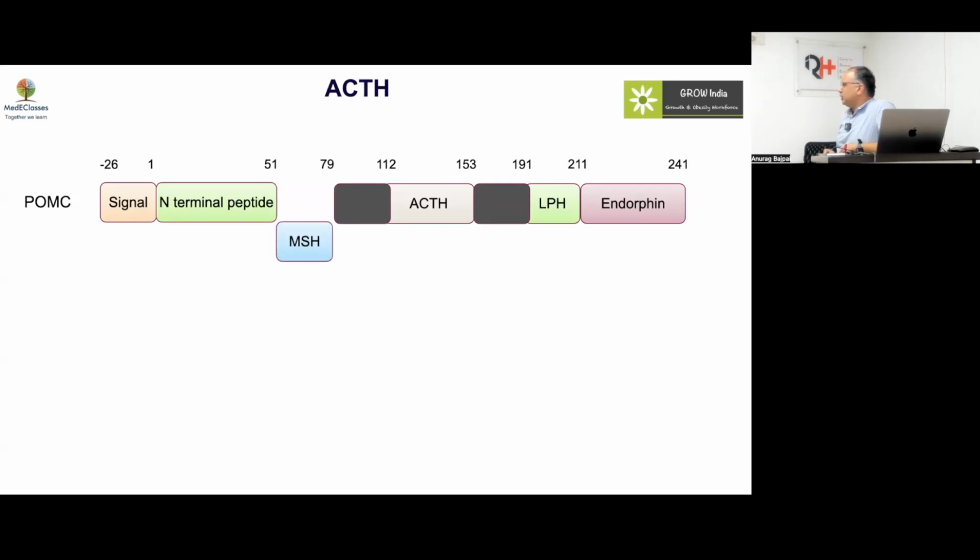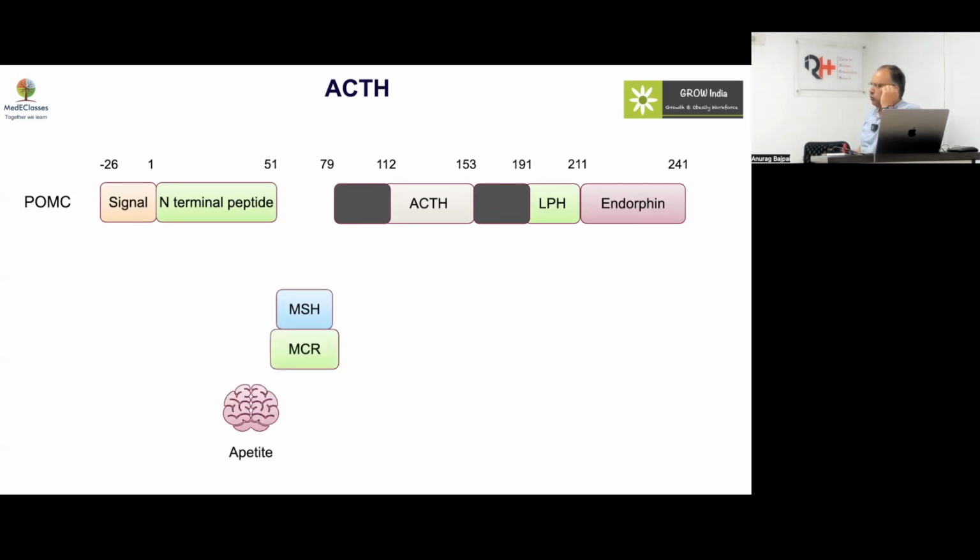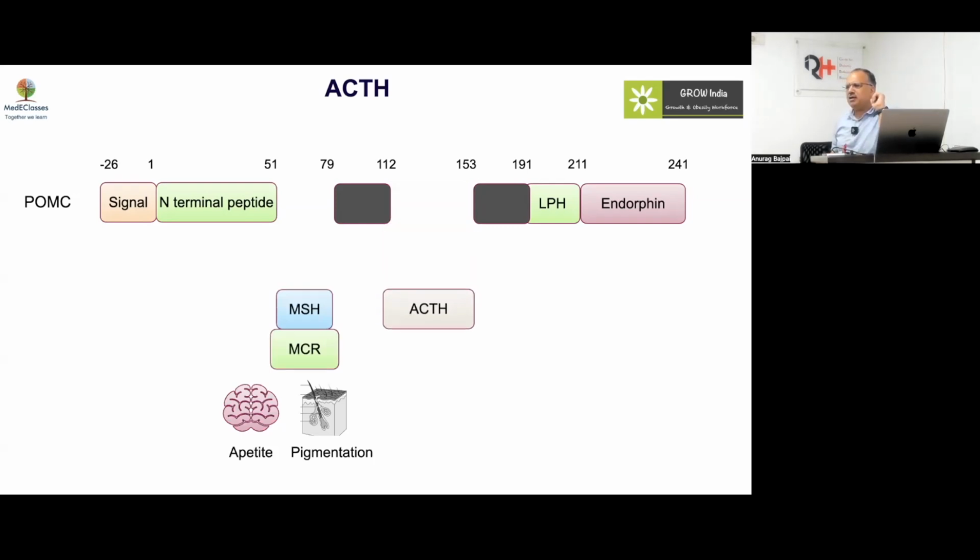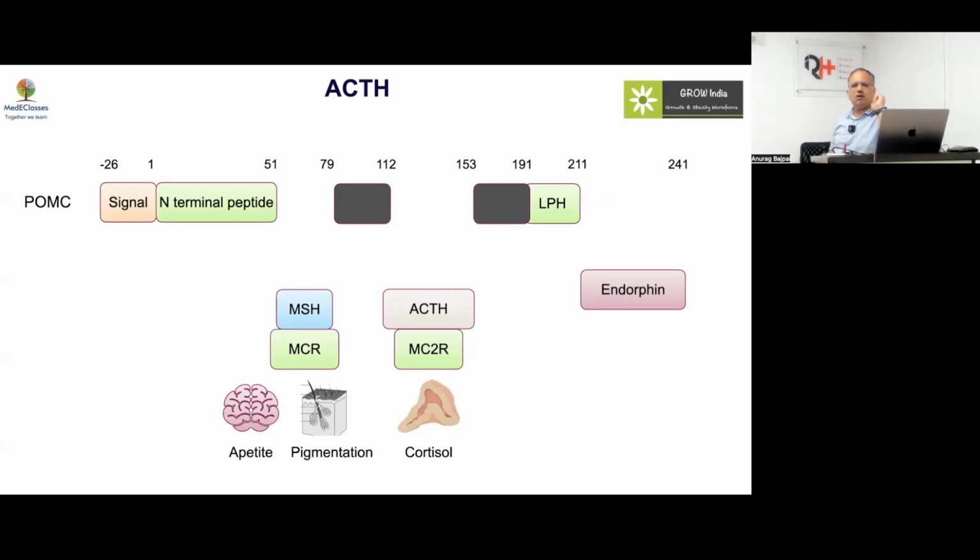You will get that. So from here, you've got MSH, which acts on the MC receptor to cause pigmentation and regulation of appetite. You've got ACTH, which is acting on the MC2 receptor to control cortisol, and you've got the endorphin, which acts on the endorphin receptor to cause, in a way, analgesia and opioid-like action. So what role will that happen in a stress situation? If somebody is stressed, your entire POMC becomes more. How will it help to cope with your stress?